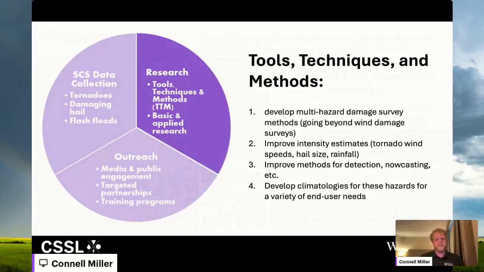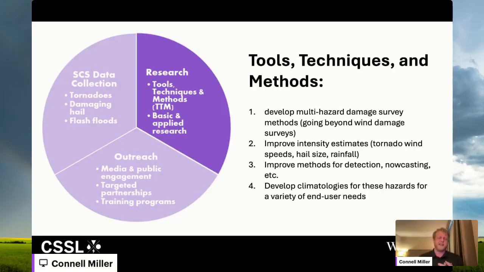Research. So we're really focused right now on tools, techniques, and methods. Number one, to develop multi-hazard damage survey methods, going beyond the tornado damage surveys and trying to capture impacts from tornadoes, hail, and flooding all at the same time. Improving intensity estimates, improving methods for detection, and developing climatologies for these hazards.